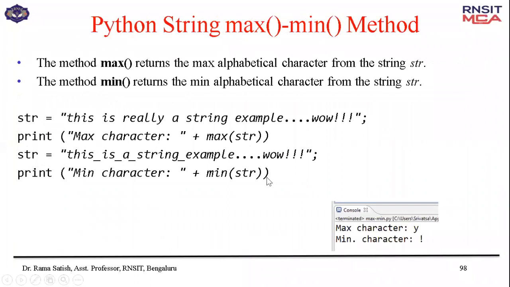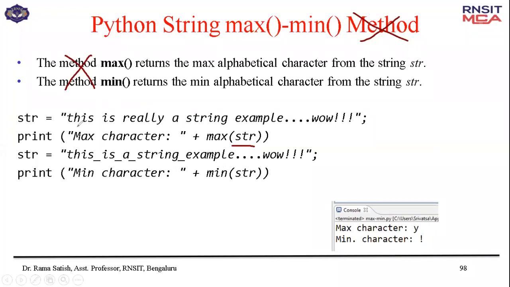Similarly, lower is a method which will convert your entire uppercase string into lowercase string. Min function and max function are again not methods. I purposefully kept this because you should know the difference between method and function. Min and max work with a string, and it will return the lowest ASCII character available in this particular string.